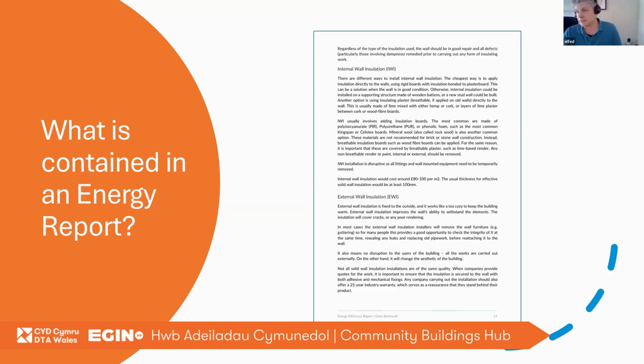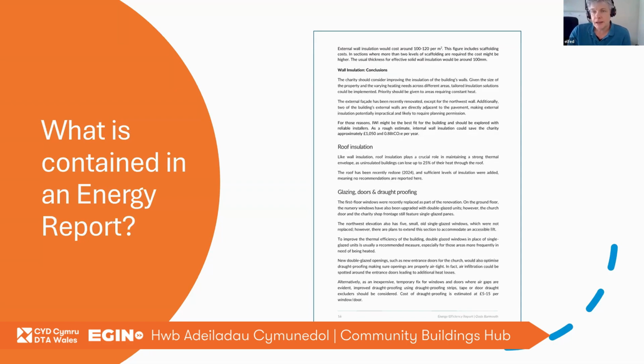For yours, that might be different. You might be recommended something like Kingspan or Celotex boards, but do read the fine print. Do make sure that you check what type of insulation he's recommending as well, so that you put the appropriate insulation in. There's a conclusion there at the end where the assessor suggests that internally or externally insulating this particular building would save you about £1,000 a year and 0.88 tonnes of carbon per year.